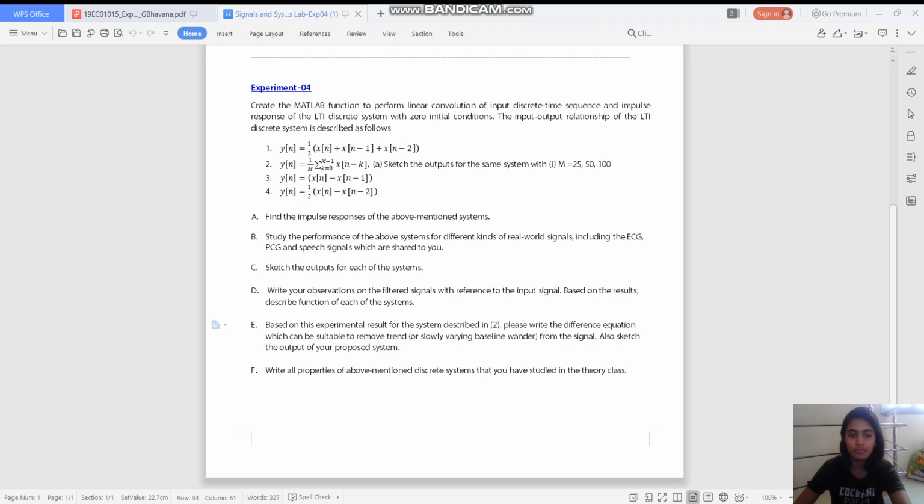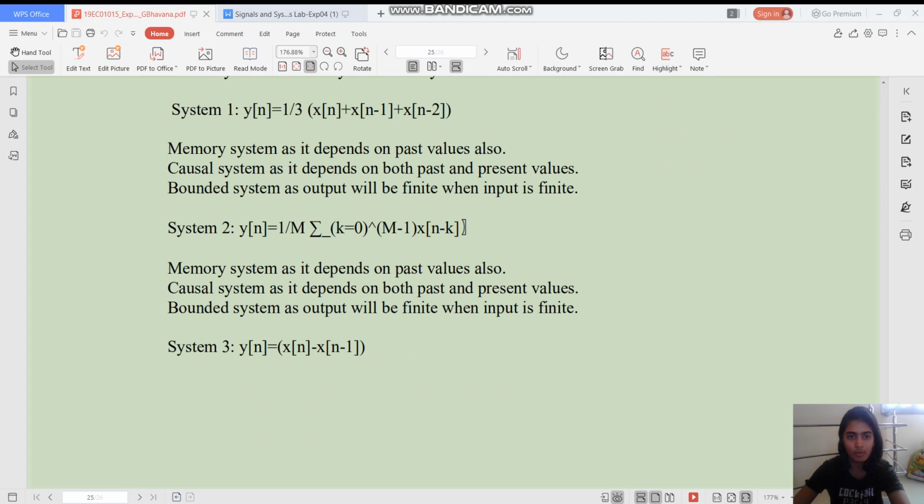And finally we were asked to tell about the properties of these systems. System 1 is a memory system because it depends on past inputs. It is causal because it is depending on the past and present values, and it is not depending on any future inputs or outputs. And when we bound the input, the output is also bounded. So it is a BIBO system. It is a stable system.